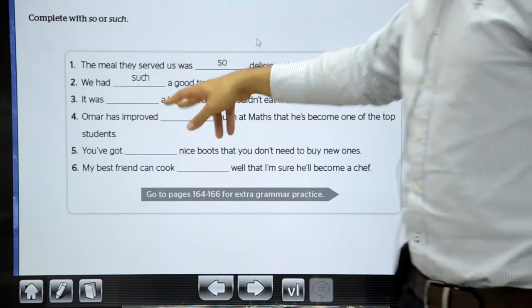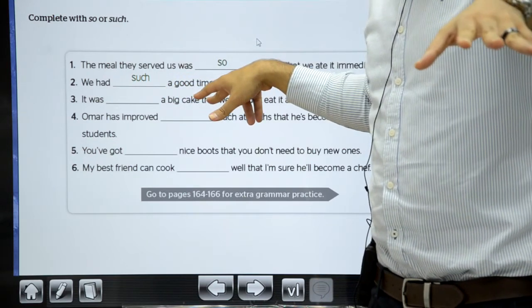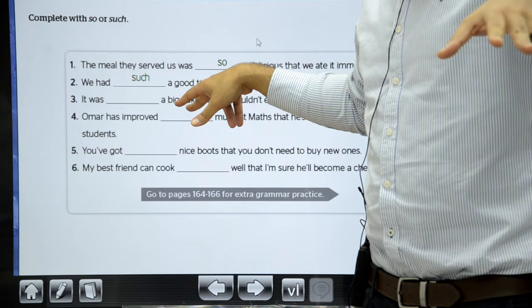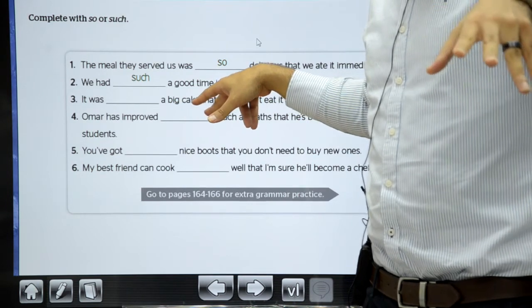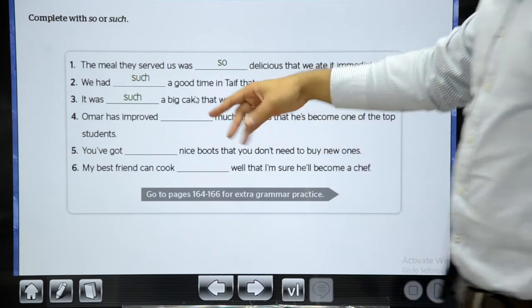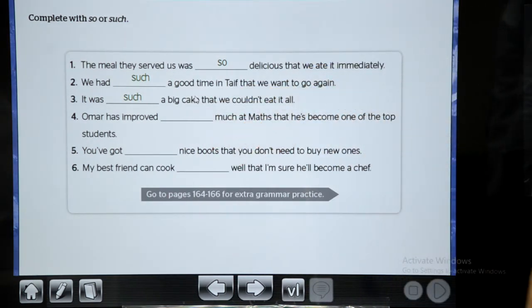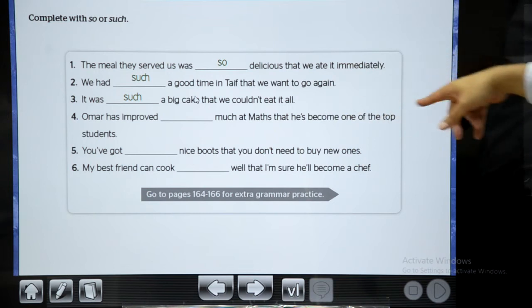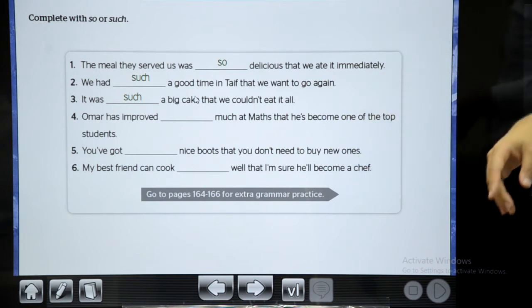Next, it was a big cake. Cake is a noun. Big is an adjective. Noun. Again, so or such? Such. So simple, right? Omar has improved much at math that he has become one of the top students.